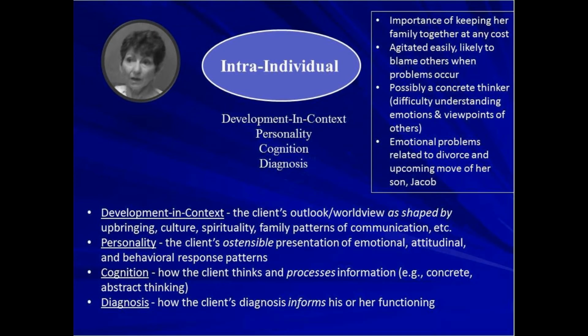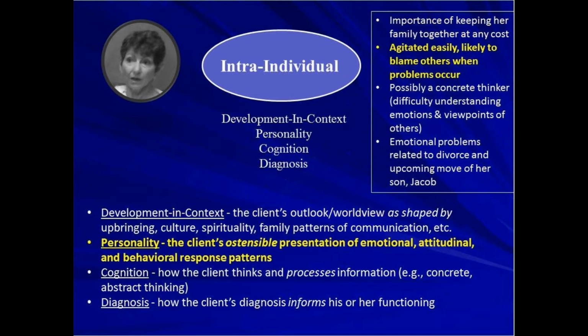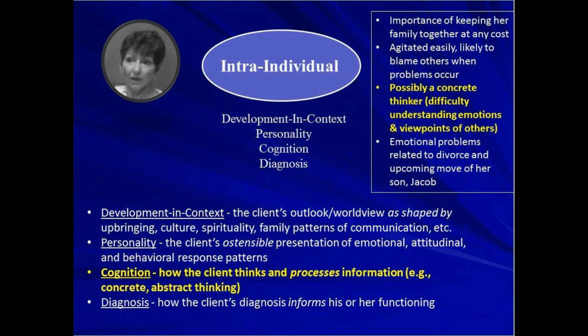For the intra-individual tier, we don't know a lot about her development in context, but can hypothesize that keeping her family together is an important aspect of her life. Her personality may be somewhat abrasive. She may become agitated easily and tends to blame others when problems occur. Regarding her cognitions, she may be somewhat concrete and have difficulty understanding the emotions and viewpoints of others.